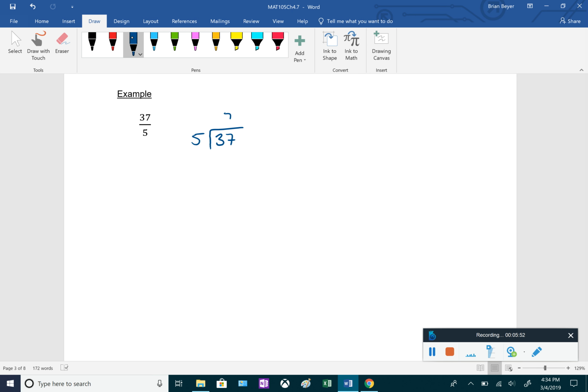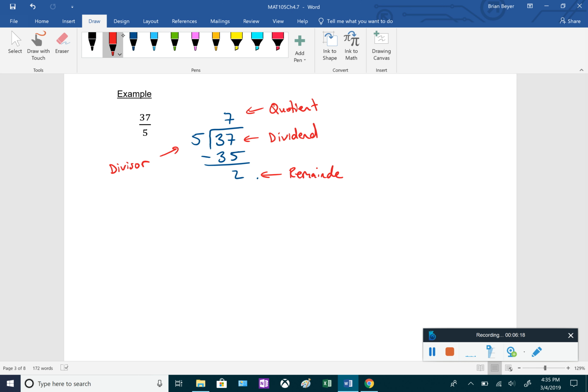So 5 goes into 37 7 times. We multiply, we subtract, and we get 2. So labeling everything here, the 7 is the quotient. The 37, which was the numerator, is the dividend. The 5, which was the denominator, is the divisor. And the 2 is the remainder.